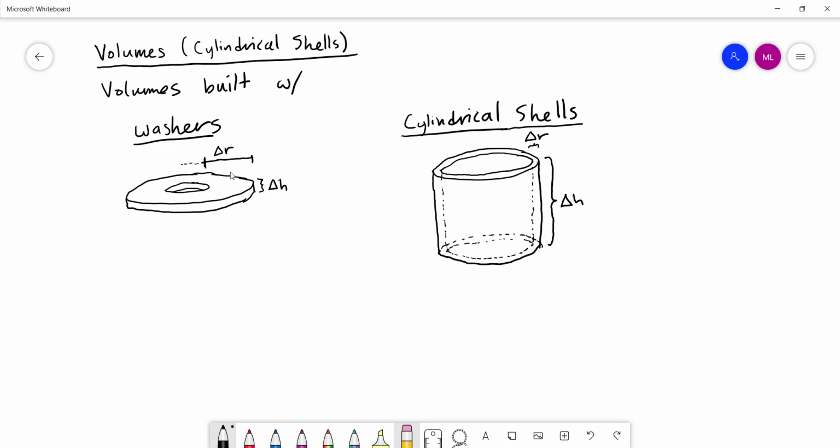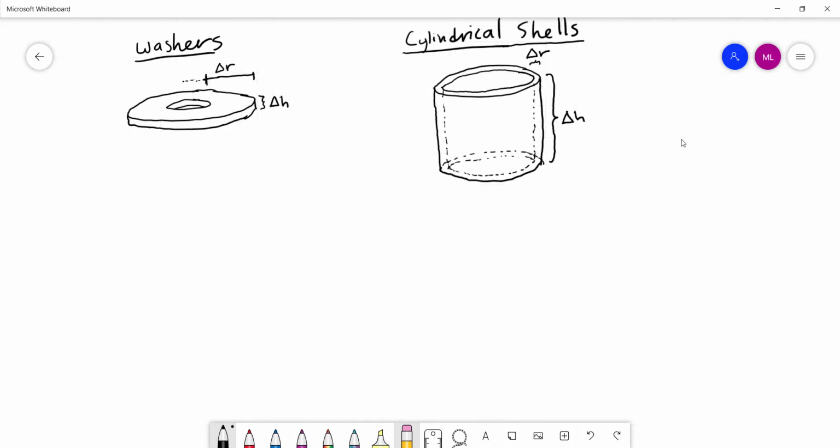So in the first case, in the washer, delta R was typically large. There was a significant radius with a really tiny, thin little thickness for our delta H. And here we're swapping what's large and what's small. Now it has a substantial height, but the thickness is very, very tiny. So it's actually the same shape, just we're switching what our small parameter is. And as before, we can use these shells to build, so to speak, our solid objects that we're trying to find the volume of.